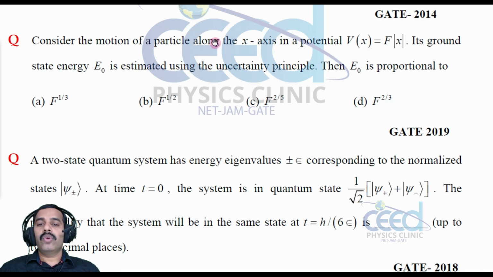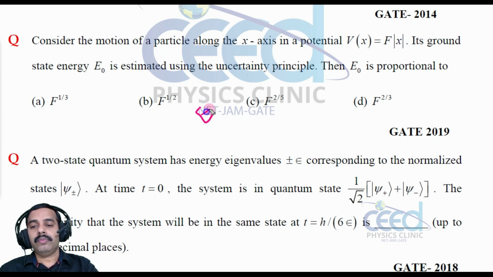Consider the motion of a particle along the x-axis in a potential V of x equal to F mod x. Its ground state energy E0 is estimated using the uncertainty principle. Then E0 is proportional to what? So we have to apply the uncertainty principle. Here V of x is given. So what is the energy? Energy is equal to p square by 2m plus V of x, the potential.